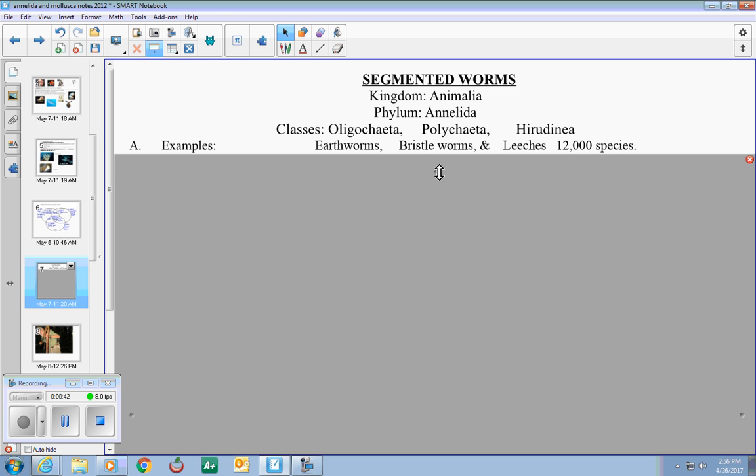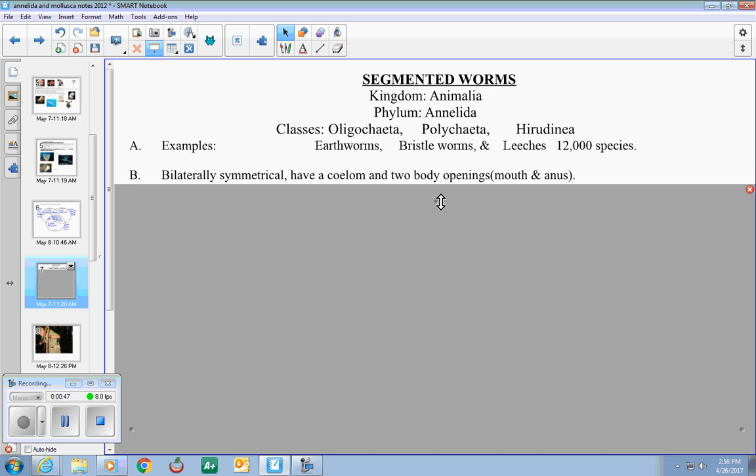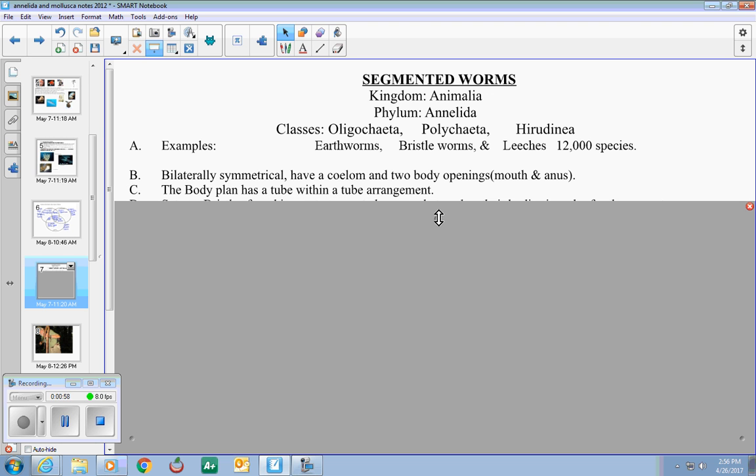So in your first column of your chart, under annelid, we're going to look at some of the things that you need to have to be an annelid. So obviously bilateral symmetry, that's already marked. They have a coelom, or a true body cavity, and two body openings. Their body plan is a tube within a tube. And so when we open up the earthworm, you're going to actually see that. You'll take the skin and you'll have to tease away the connective tissue, and then there'll be another tube in there that contains different organs.